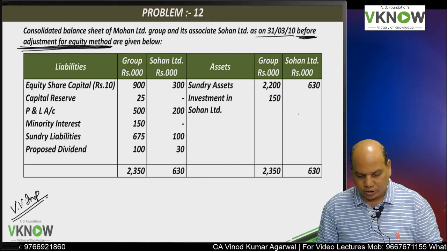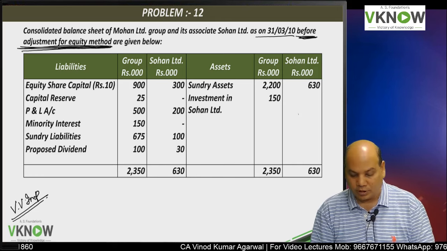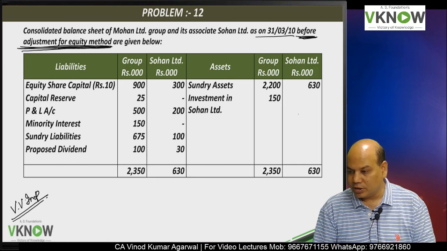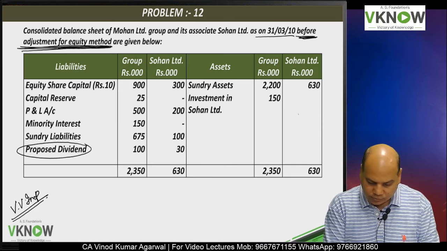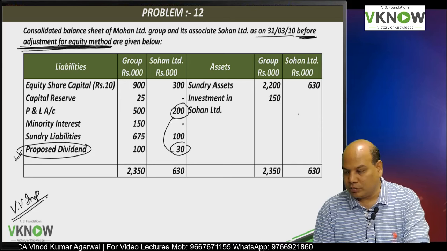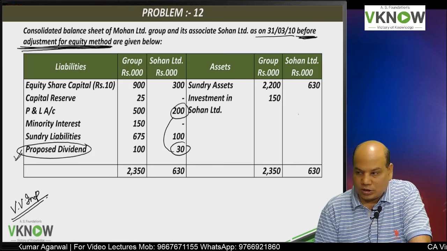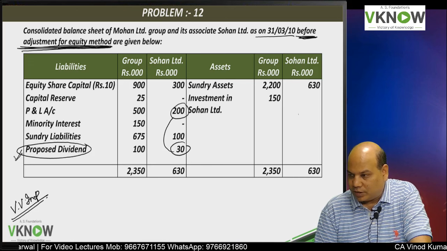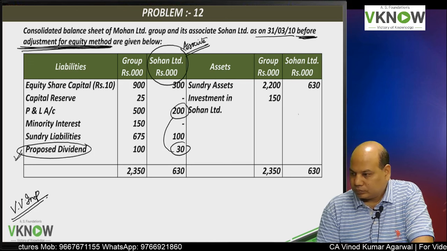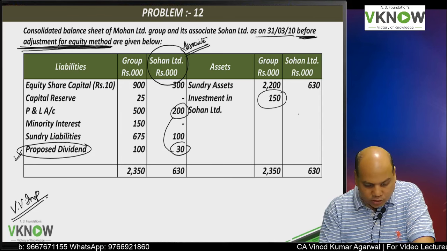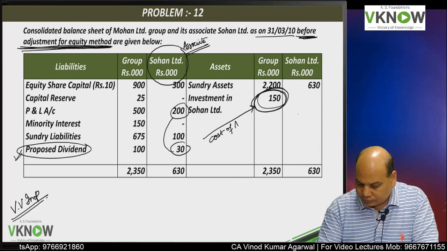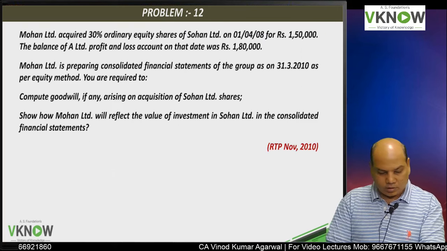Now it says rupees in 1000, equity share capital, capital reserve, profit and loss account, minority interest, sundry liabilities, and there is a proposed dividend also. Tick mark. Proposed dividend is a part of profit because it was created by debiting profit and loss account and it has not yet paid the dividend. Sohan Limited is associate. Now asset side is sundry asset and investment in Sohan. Investment in Sohan Limited 150, that is cost of acquisition. Now we'll come to next line.